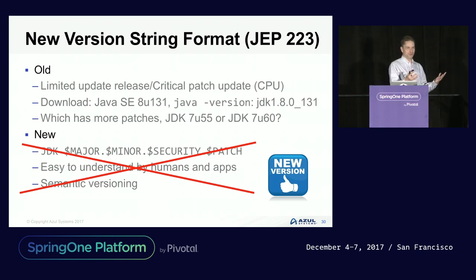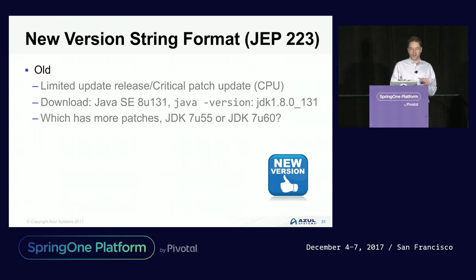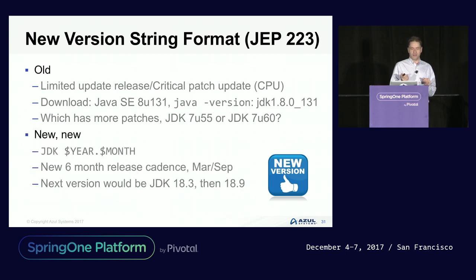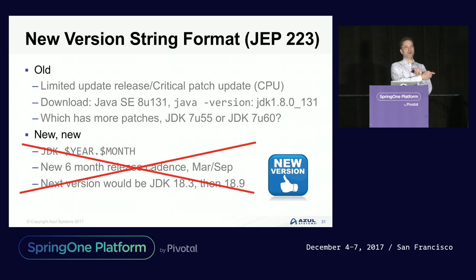So we need a new version string format. So the new version string format was going to be year and month. So this was the idea of doing like Ubuntu has been doing. So you'd have JDK 18.3, which was going to be the next one, 2018 in March. Then the next one was going to be 2018 in September, so 18.9. Okay, that wasn't very popular. A lot of people didn't like this idea. So that one went away as well.